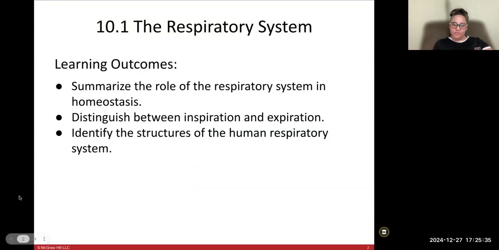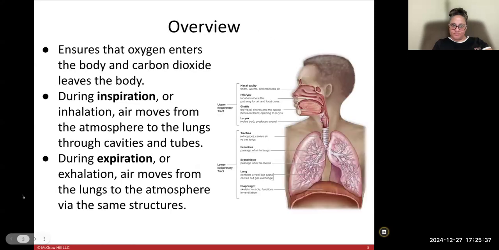So, an overview of the respiratory system. It ensures that oxygen enters the body and carbon dioxide leaves. It is the basic requirement of every respiratory system. During inspiration or inhalation, air moves from the atmosphere into the lungs through cavities and tubes. And then during expiration or exhalation, air moves from the lungs to the atmosphere via the same structures, just backwards.